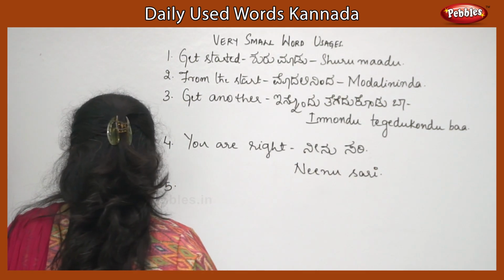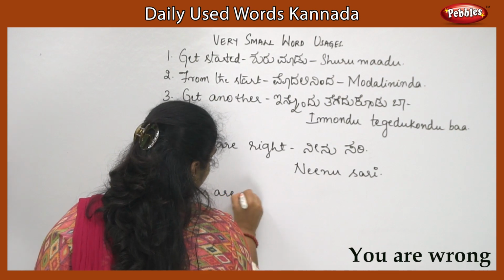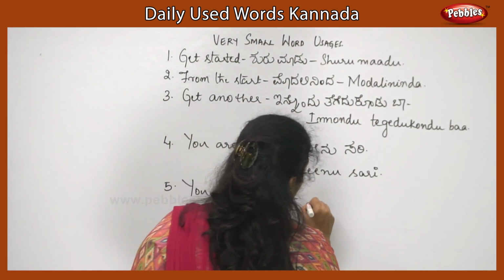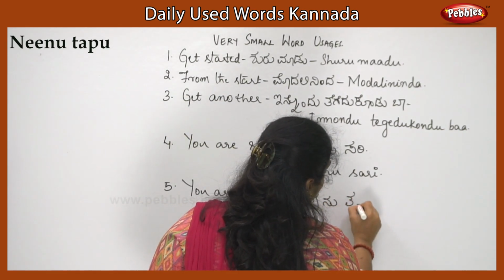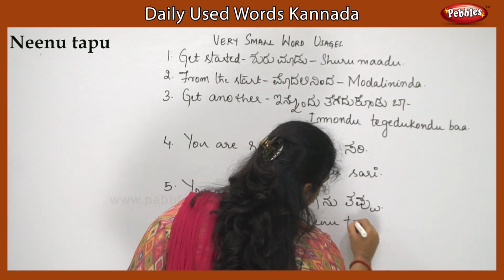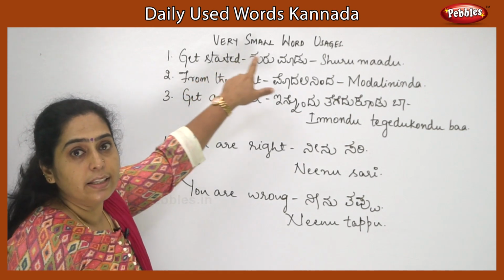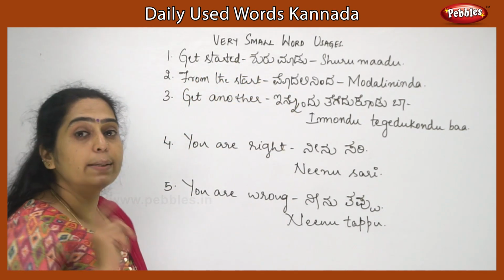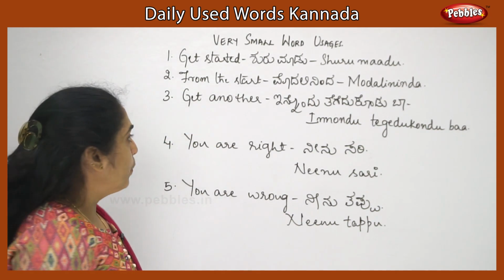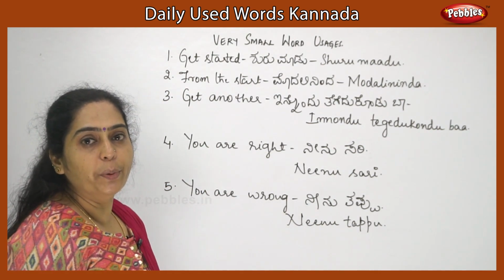Fifth one. What is fifth one? Fifth one is we shall take the opposite of this. You are wrong. What is wrong? Sari tappu. Neenu tappu. So get started is shuru madu. From the start is modalininda or arambhadinda. Get another innondu tegedukondu ba. You are right. Neenu sari. You are wrong. Neenu tappu.